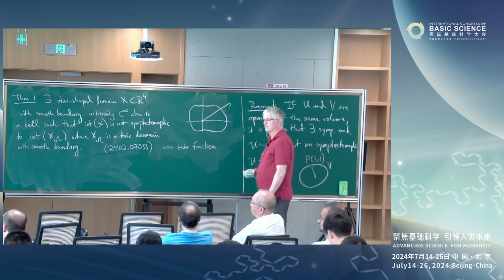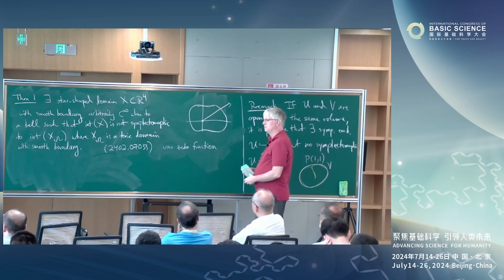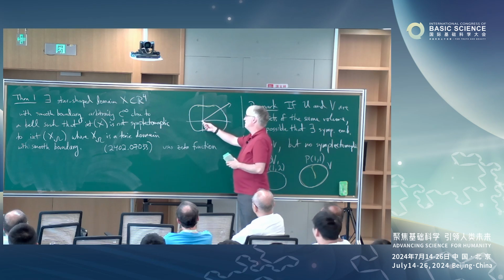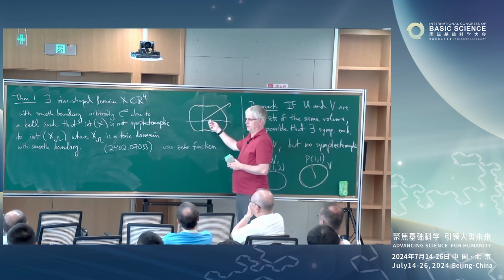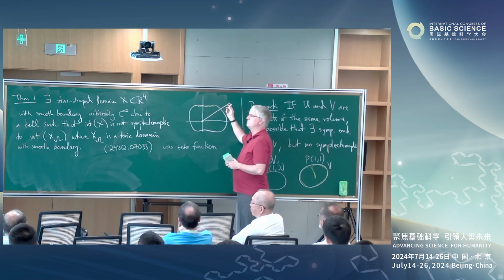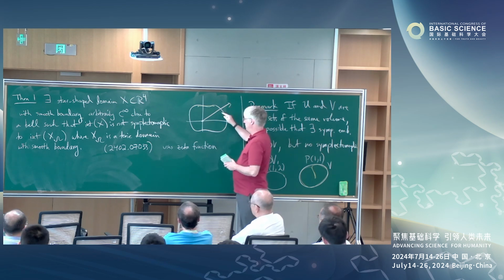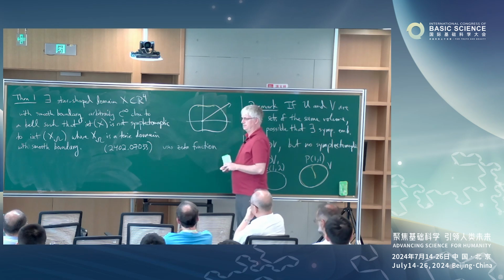Question: the definition of star-shaped, there's a given point, right? Yes, the origin. So every ray from the origin. The classical definition of star-shaped is just that. But in symplectic geometry, I require a little more. I actually want the ray to be transverse to the boundary.